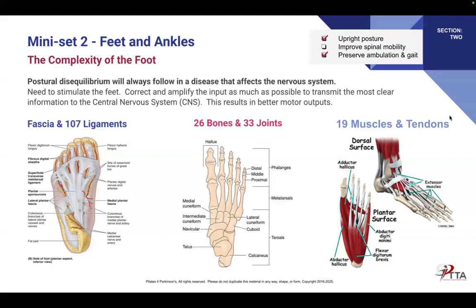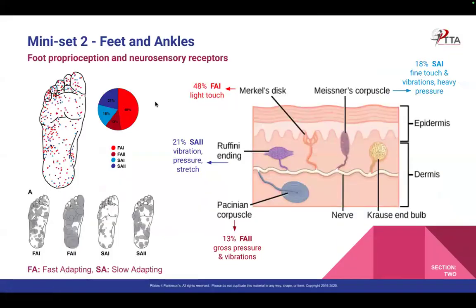And if we look at the feet really quick, we've got fascia and 107 ligaments in the feet alone, 26 bones, 33 joints, 19 muscles and tendons. That's a lot going on in the feet. Let's talk about the neurosensory receptors first. The neurosensory receptors of the feet are predominantly in the plantar fascia. And the reason we like to train our clients barefoot is because there are so many neurosensory receptors in the toes and the soles of the feet, and we need to have that stimulation to get good input into the brain.